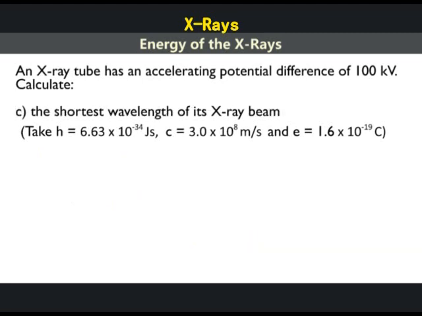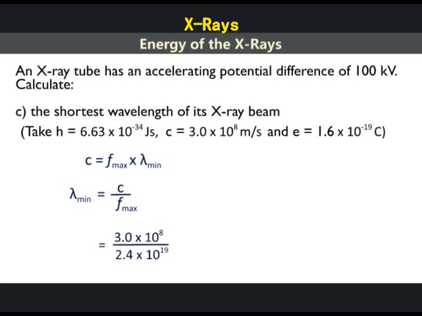And finally C, the shortest wavelength, lambda minimum. This occurs at f maximum. We know that c is equal to f lambda, and so in this case, c will be equal to f maximum times lambda minimum, meaning that lambda minimum is equal to c over f maximum. That is 3 times 10 to the power 8 meters per second divided by 2.4 times 10 to the power 19 hertz, and that gives us 1.25 times 10 to the power negative 11 meters.